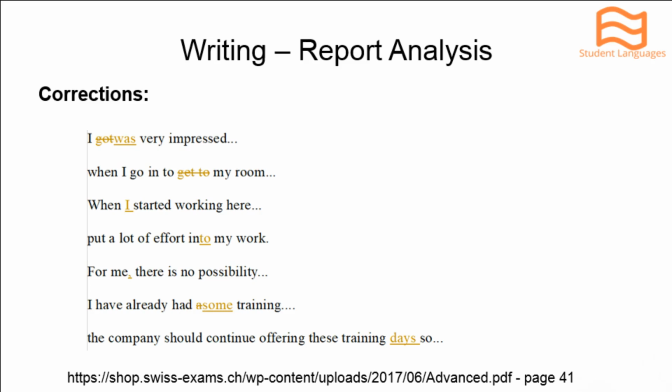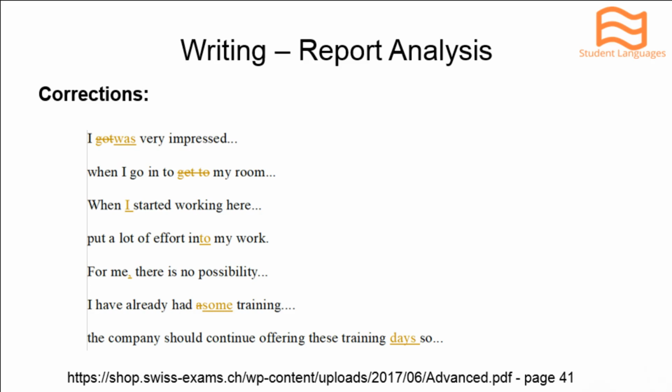In the next sentence, training is uncountable. So we should say some training, not a training. Unless you have a noun after training, for example, day or course, then you should just say some training. If you have day or course after it, which is a singular noun, you can say a training day or a training course. But here we didn't have one of those words, so we need to say some training.